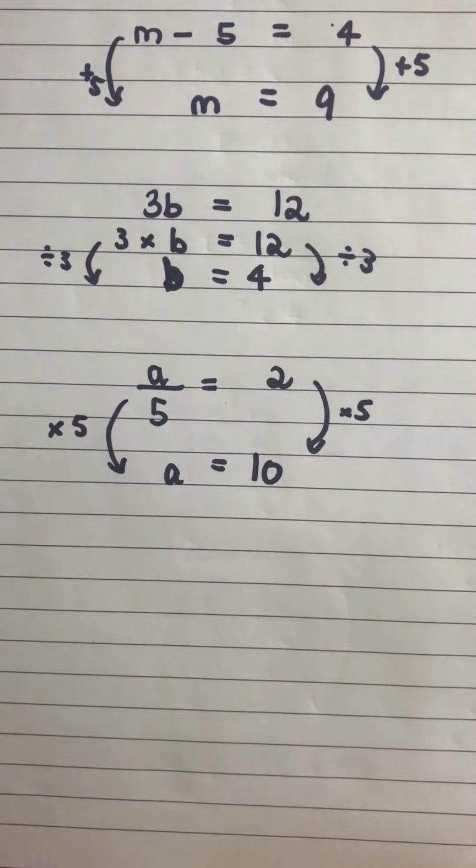So each time that we see a question like this, think about what operation is being done, and we're doing the opposite to undo that operation, as if we're unwrapping the present.